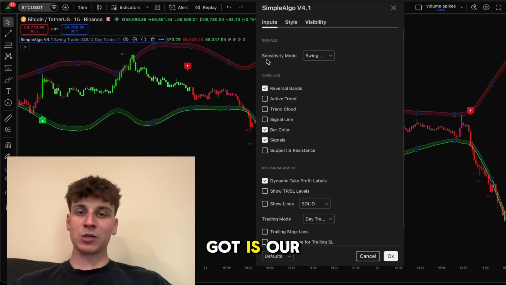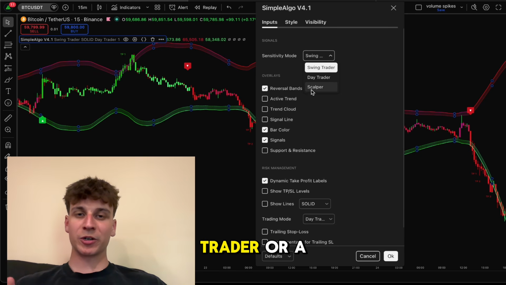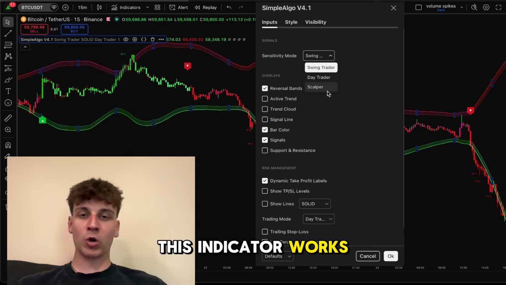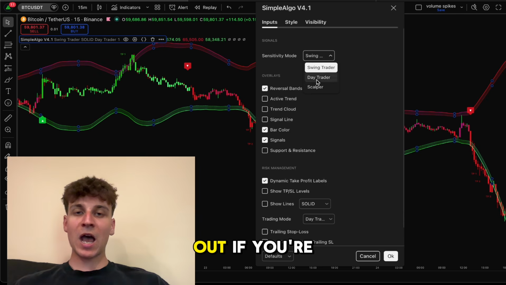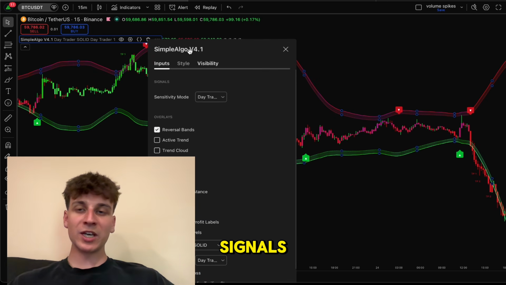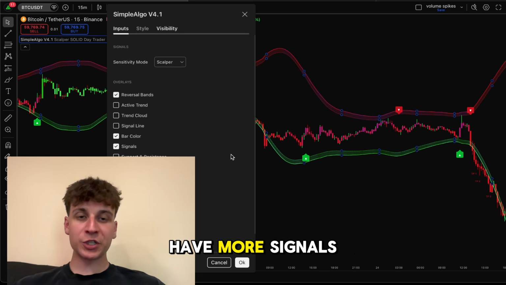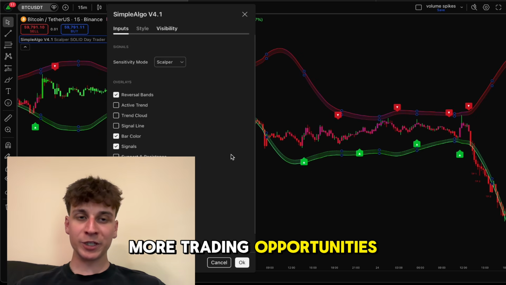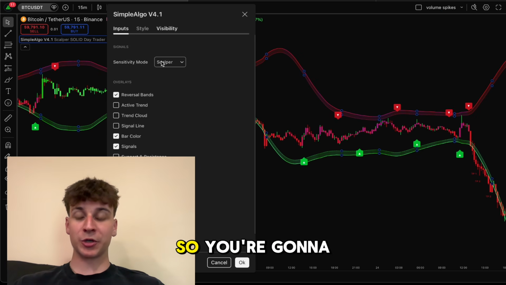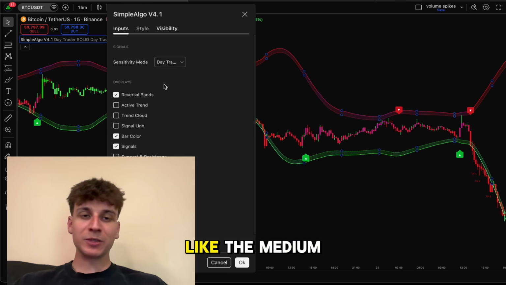First thing we got is our sensitivity mode. Like I mentioned earlier, it doesn't matter if you're a swing trader, a day trader, or a scalper. This indicator works for everybody. So you pick out if you're a day trader, swing trader, or a scalper, and what that's going to do is fine-tune these signals to better match your trading style. If you're a scalper, you're going to have more signals, more trading opportunities, but it's going to be a little less accurate. So you're going to have to do a better job at filtering out the bad signals. If you're a day trader, it's like the medium sensitivity.